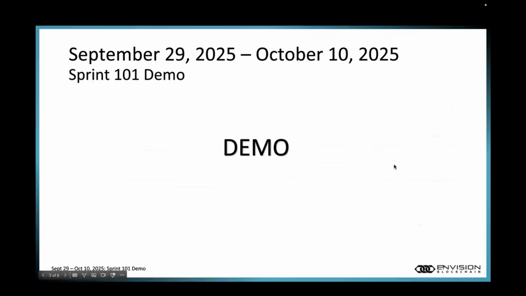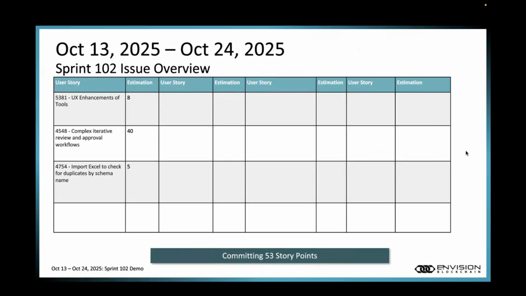So that was a demo on Sprint 101. Talking about the week ahead, which is October 13 to 24, which is Sprint 102, currently we are committing to 53 story points, which includes some of the enhancements in the tools, which is 5381, and then 4548, which is complex iterative review and approval workflows, and then some checks and validations in our import Excel to check the schema name duplication, which is 4754.